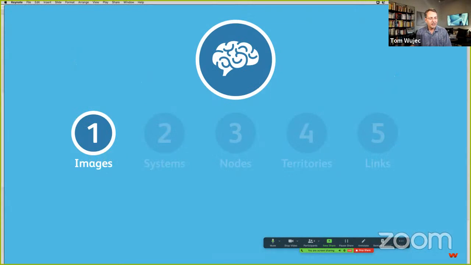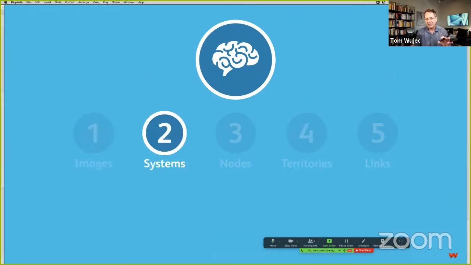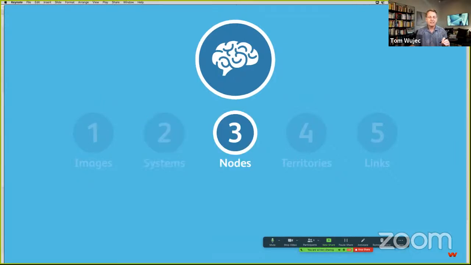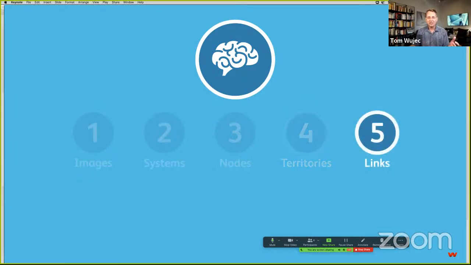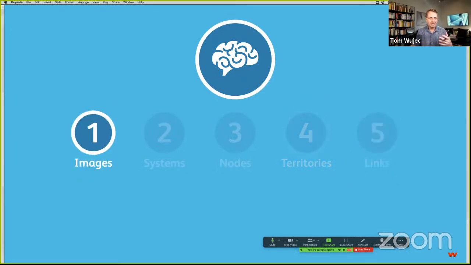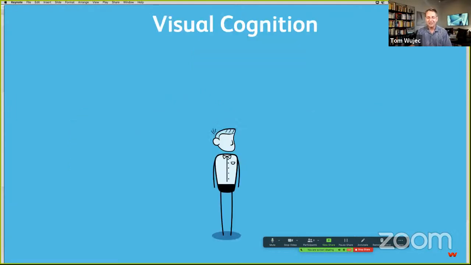So in our thinking section, we went through 5 key areas. We looked at the power of images, what are the elements in systems thinking, and we went deep into nodes, territories, and links. The combination of these provides us with tools to think about how we can think using visual models.